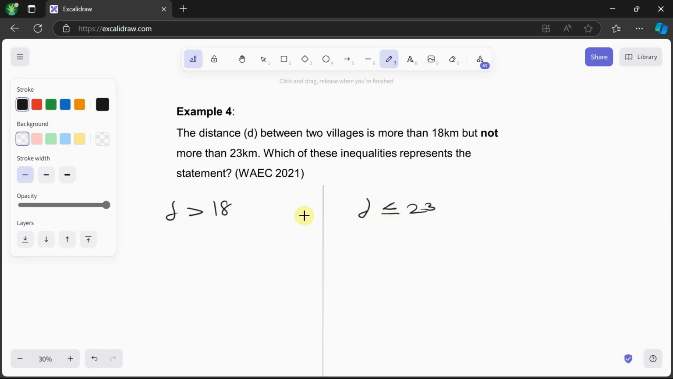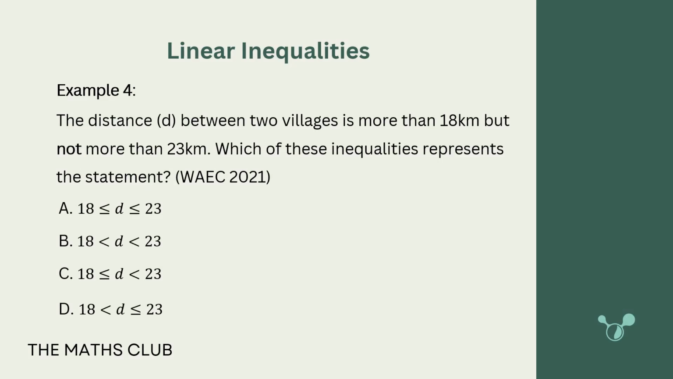Now, how do we marry these two statements? Which of the two is less? This guy up here, so I'll flip this side. So that will be 18 is less than D, and let me join them. So that will be 18 is less than D, and then D is less than or equal to what? 23. So this is our solution to this question. That will be option D, because D is for the distance.